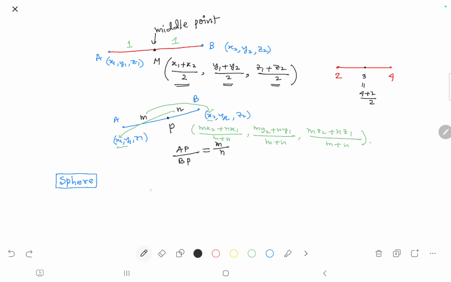Let me write down the circle and sphere both together, so we try to understand the difference between circle and sphere. Both have a center, right? Yes, it has a center.